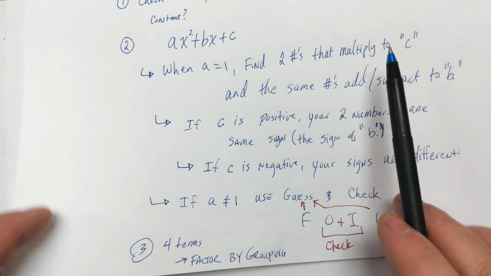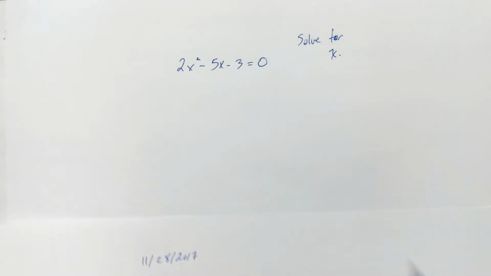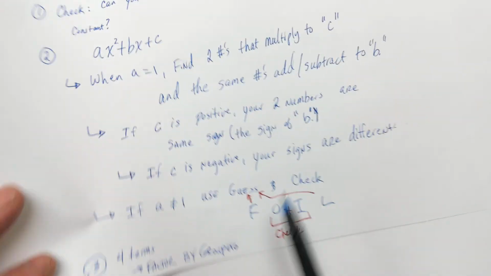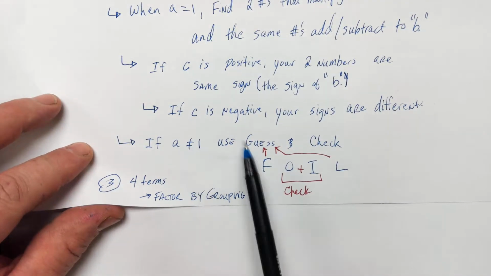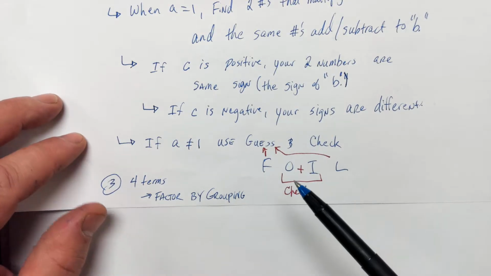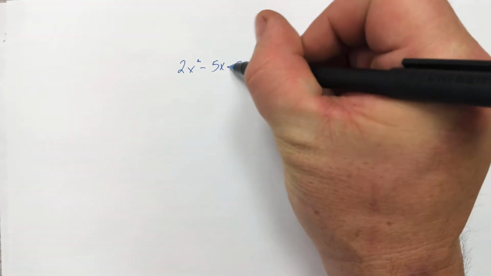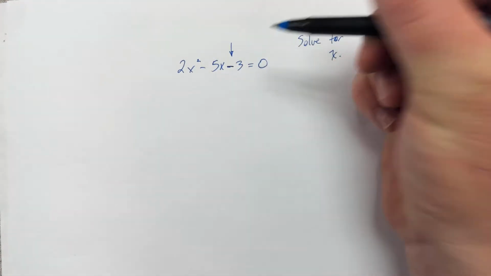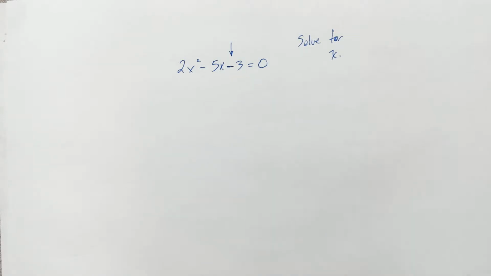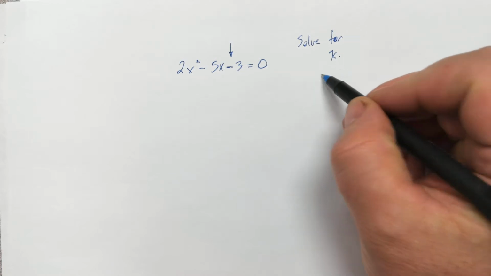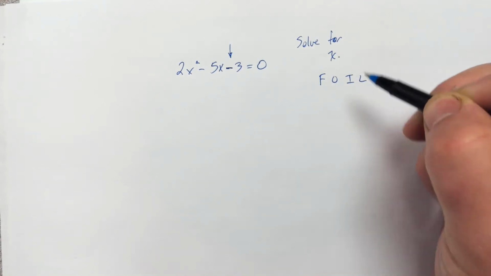Dang. If a was 1, we would look for two numbers that multiply to 3 and add to 5, but a is not 1, so we have to use guess and check. That's right. Guess and check. Well, there's still one thing that's true for both of them, and that is if this sign is negative, then our answers, our factors, have different signs. That's the trickiest. But you use FOIL to guess and check, right?